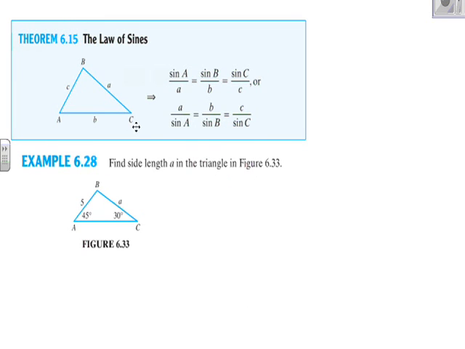Another very useful way to use sine, cosine, and tangent is law of sines, which states that the sine ratio of an angle is proportional to the side that's opposite that angle. So we have sine of A over a equals sine of B over b equals sine of C over c. Or you could invert all of those.